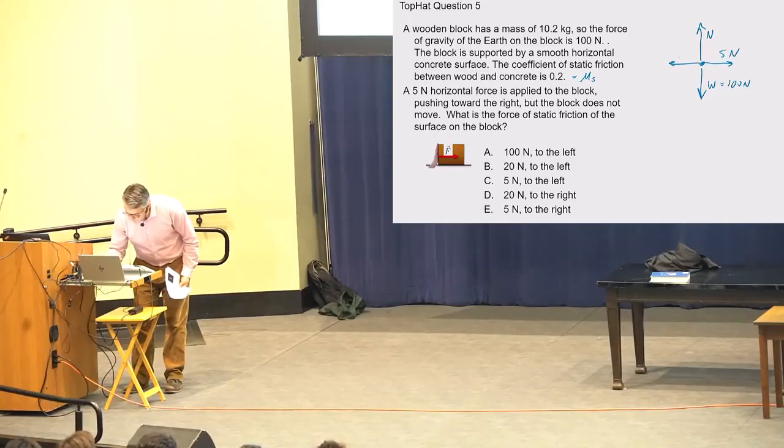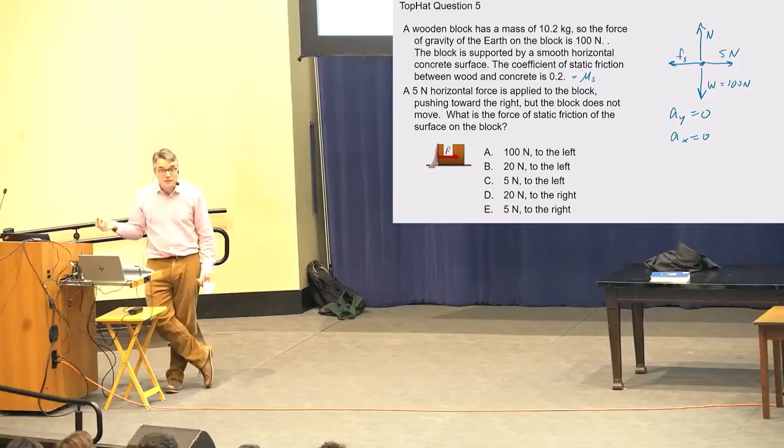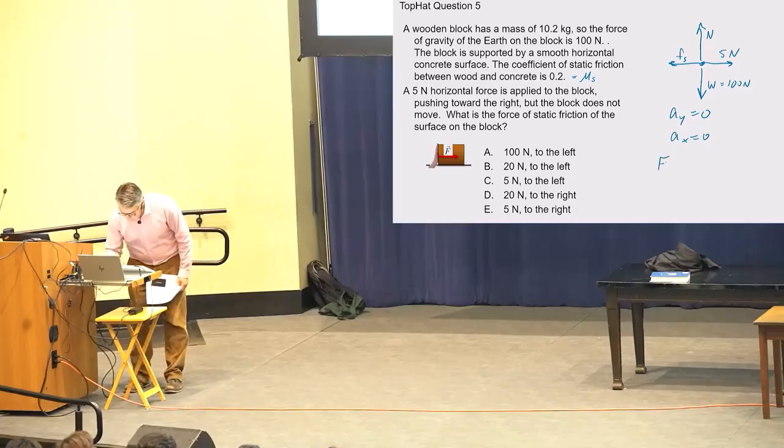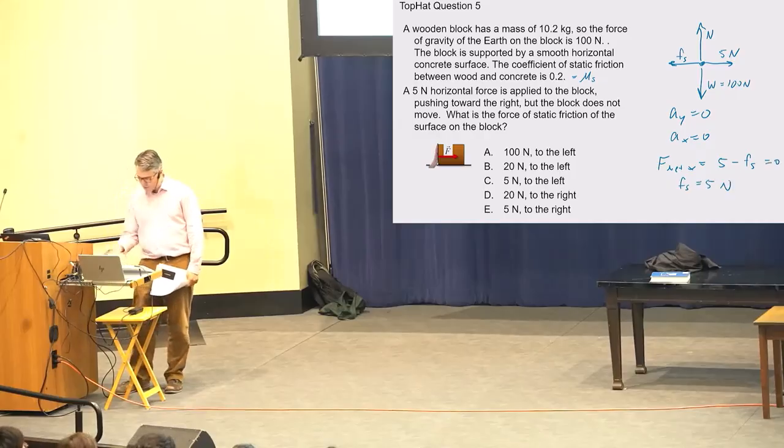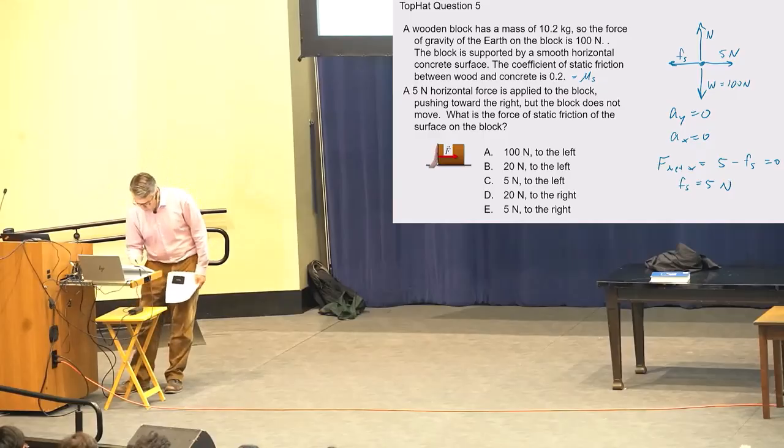And you've got the static friction force over here. The acceleration in the y direction equals 0. The acceleration in the x direction equals 0, because it's not moving. So F net in the x direction is equal to 5 minus F sub s, and that's equal to 0. So F sub s equals 5 newtons. And it has to oppose that pushing force, so it's to the left.